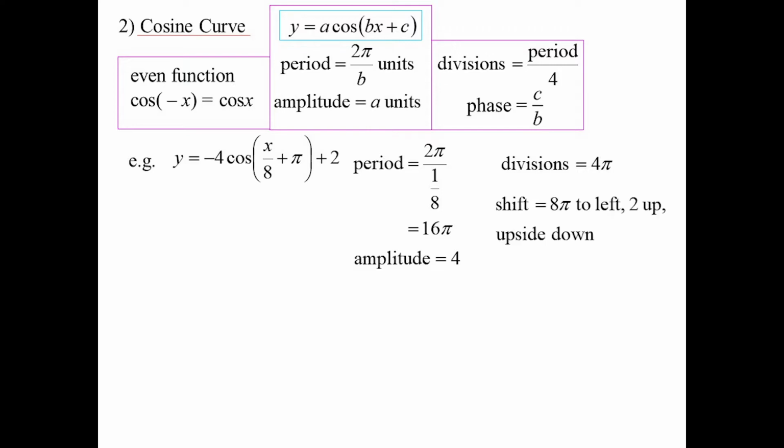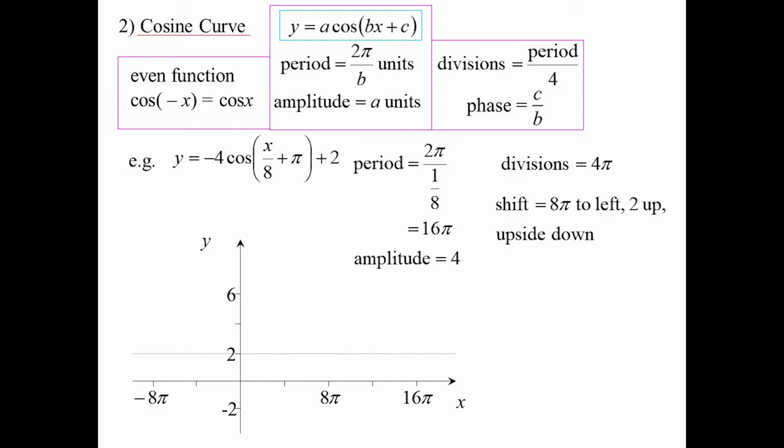The shift in this case is going to be 8 pi, it'll go to the left, but also we've got to shift 2 up. Notice I've just drawn a dotted line in there, because the axis of my cosine curve is not going to be the x-axis. So I just need that reference line to know where I'm going to plot those points. That'll be at 2, it's been shifted up 2. And if the amplitude's 4, then I'll be going up to 6 and down to negative 2.